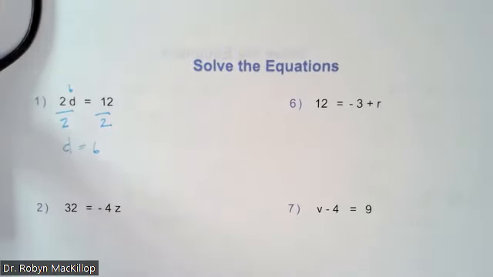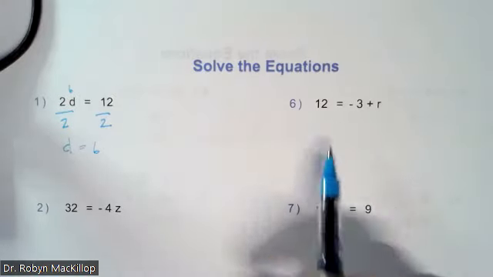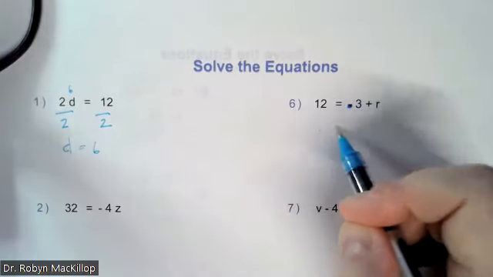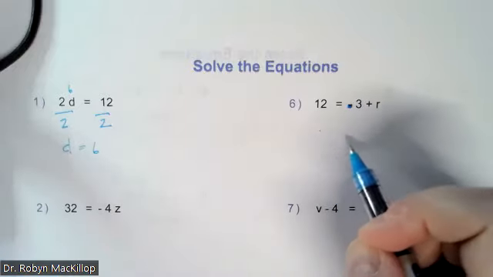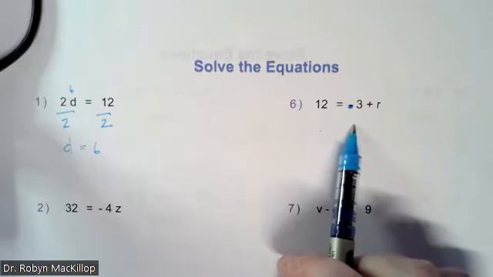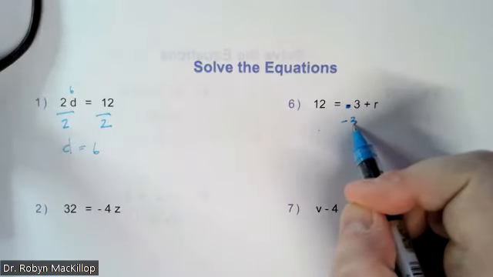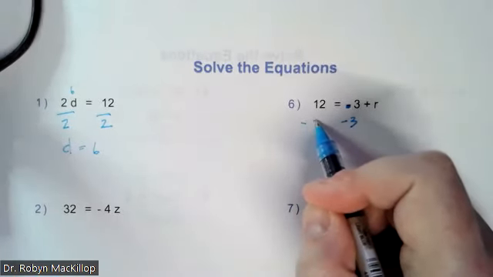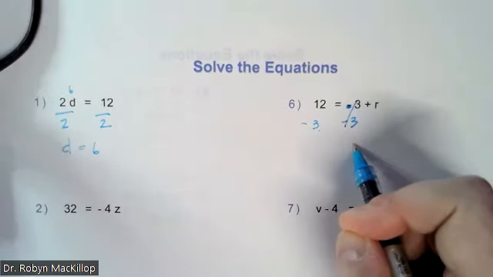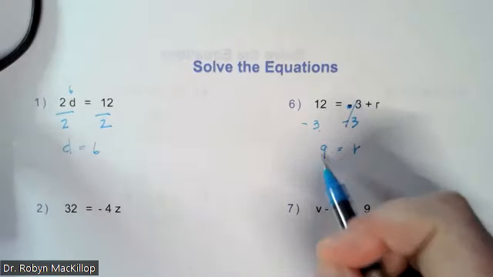Let's look at number 6. This one is an addition problem. 12 equals, I'm going to get rid of that negative. We're just going to do a positive number. 12 equals 3 plus R. The 3 is in the way because we want a number on one side and a single variable on the other. So we're going to get rid of that 3. We're going to take it away from this side. This is gone because it's zeroed out, leaves us R. 12 minus 3 is 9.